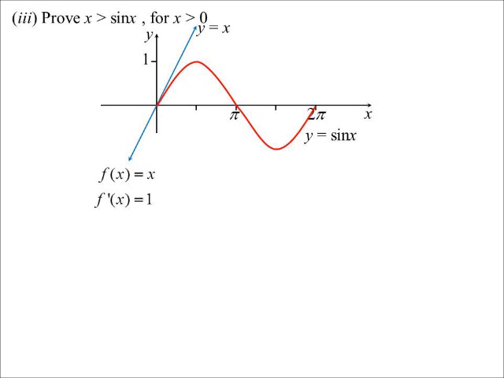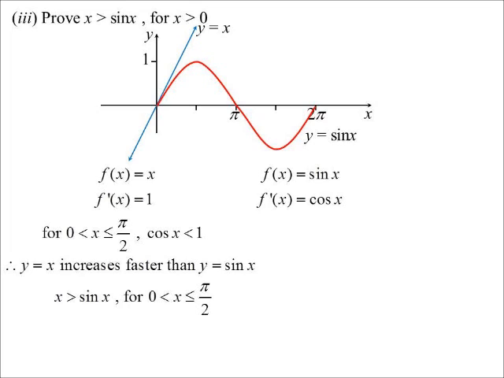If I have a look at the derivatives, so the slopes of those two curves, obviously the slope of the line y equals x is 1. Sine x, if we differentiate that, we get cos x. But between 0 and pi on 2, so if I just look at this section here, cos x will always be less than 1. So if the steepness of the sine curve is always less than the steepness of the x curve, it must always be below y equals x, because y equals x is rising quicker.